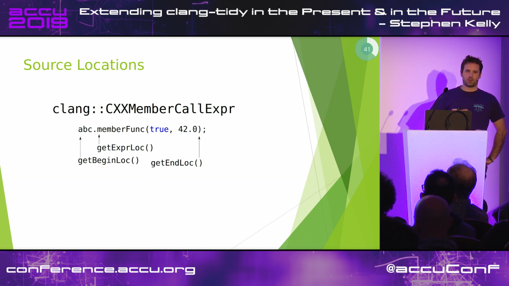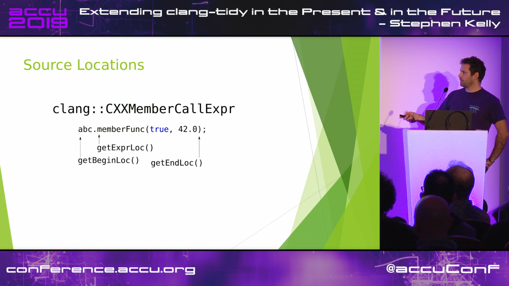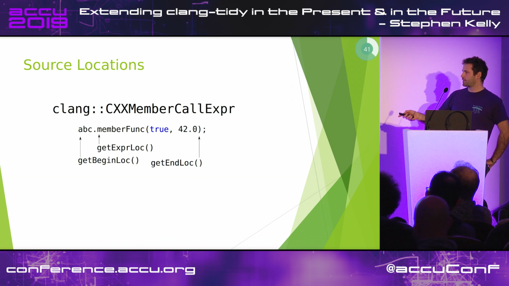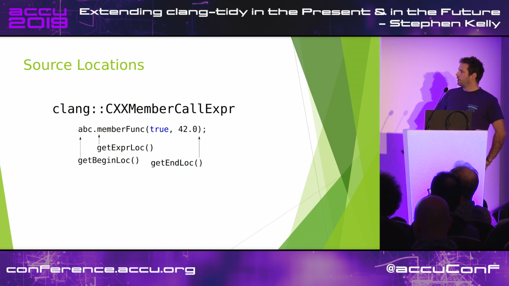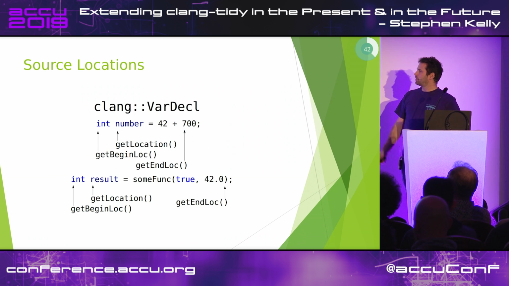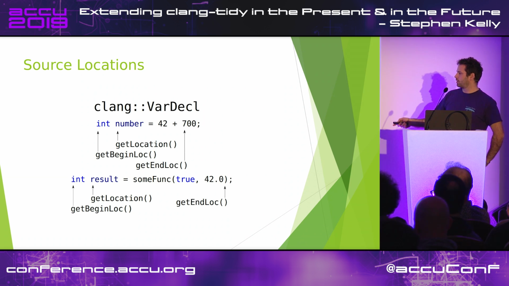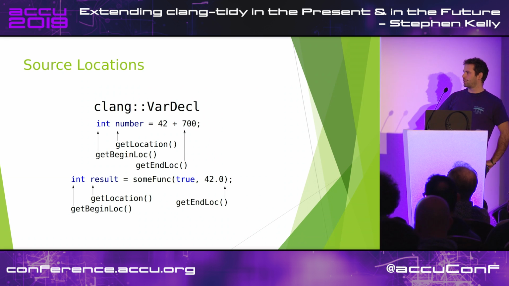So there's lots of other AST nodes that are relevant in Clang. Here's MemberCallExpr. It has its own location, so it doesn't have a getLocation accessor as FunctionDecl does. Instead, it has getExprLoc because it's an Expr. So it's different. Then we have VarDecl, that's representing variables. It does have getLocation. It also has begin and end loc. And it might have an initializer like this. So the end loc could be pointing at a closed brace or anything.